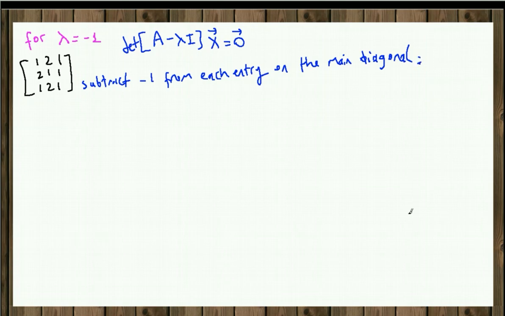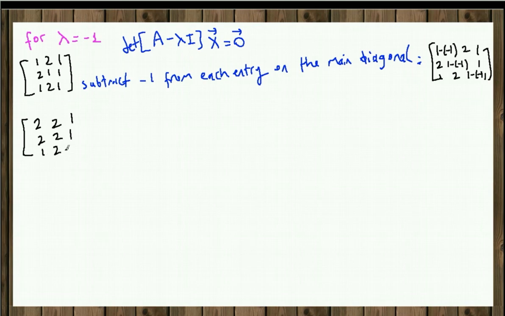Okay, let's do that. So it's going to be 1 minus minus 1, 2, 1, 2, 1 minus minus 1, 1, 1, 2, and again 1 minus minus 1. So what we're going to get is 1 minus minus 1 is 1 plus 1, which is 2, 2, 1, 2, 2, 1, and 1, 2, 2. This is what we're going to get.